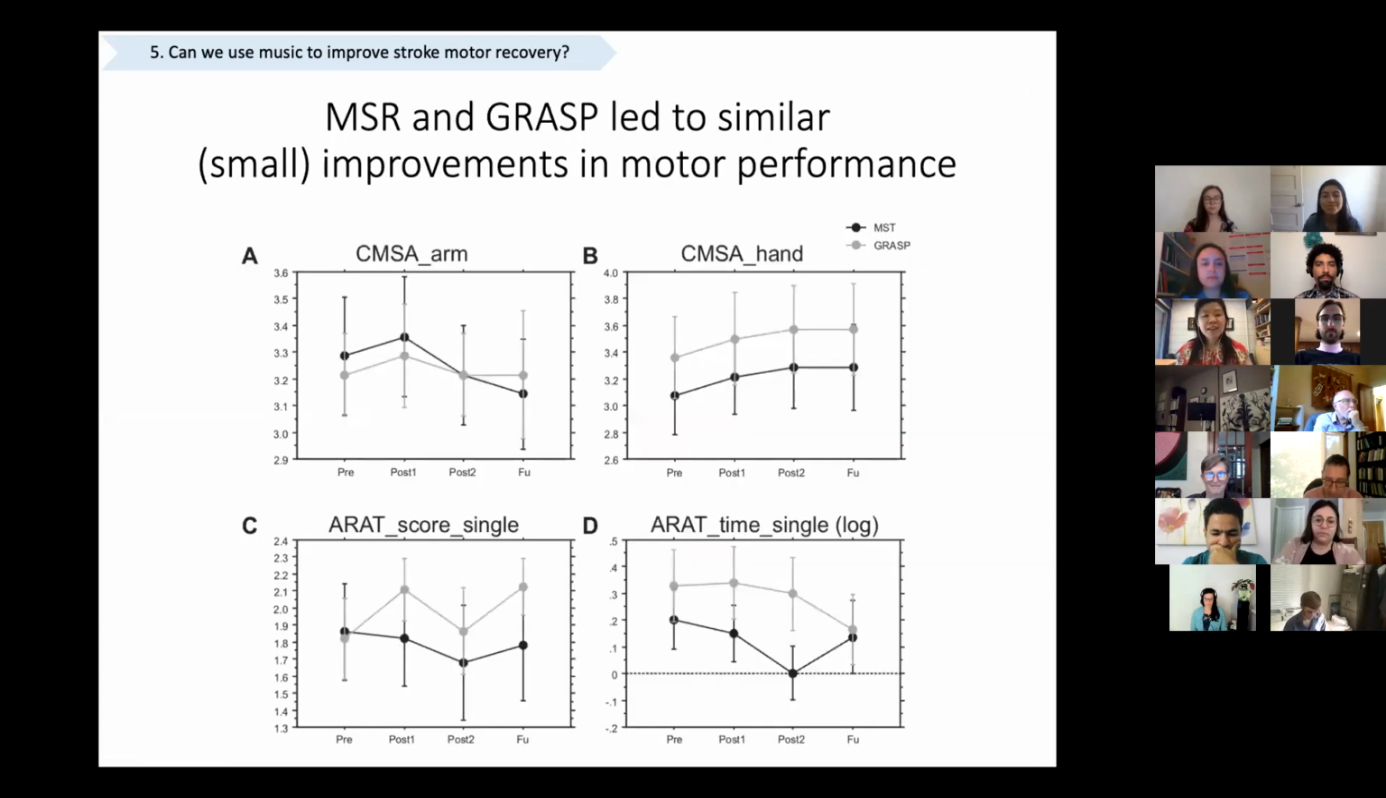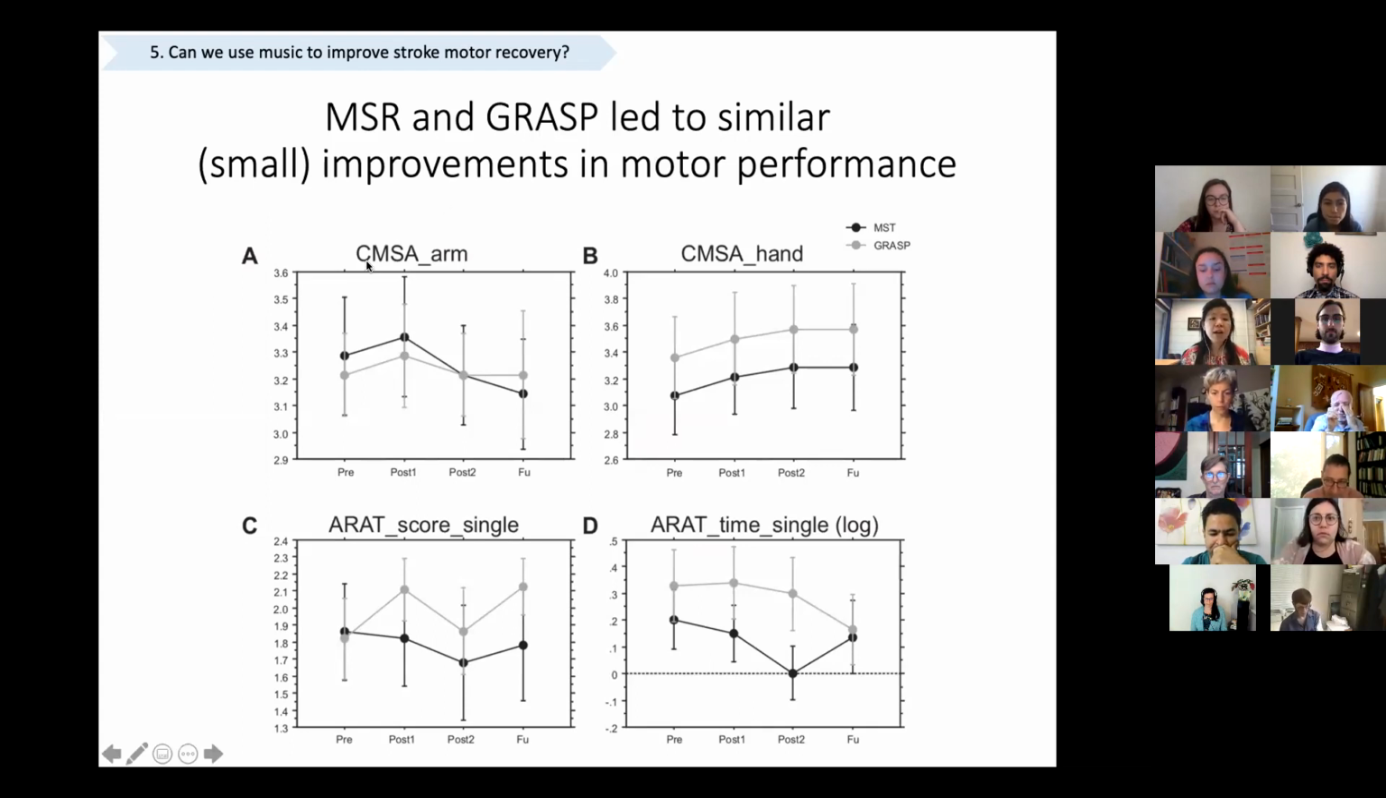Disappointingly, I'll say that the findings from the study are not out of line with what we're seeing with almost all stroke studies coming out now, looking at motor recovery, that there was no significant difference really in motor outcomes, whether people engaged in music-supported rehabilitation or the GRASP program.